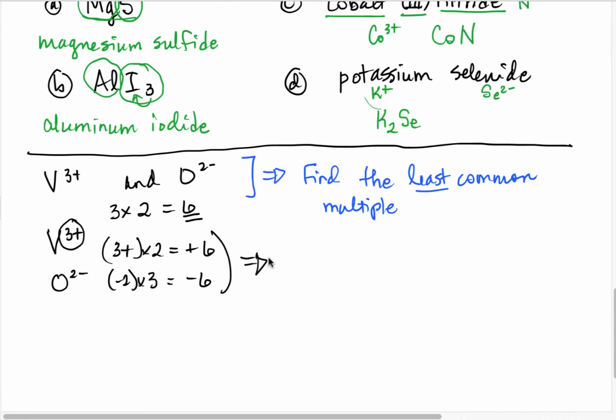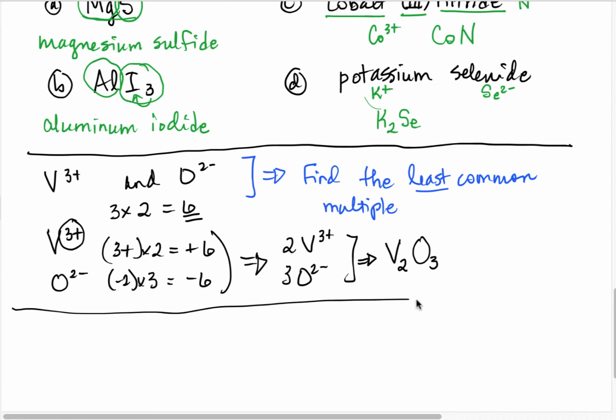So that means I would need to take 2 vanadiums and 3 oxygens, only 2 vanadium ions and 3 oxide ions, and I'm going to put them together. So I'm going to indicate that I have 2 vanadiums using that subscript and 3 oxygens using that subscript. So I would have V2O3.